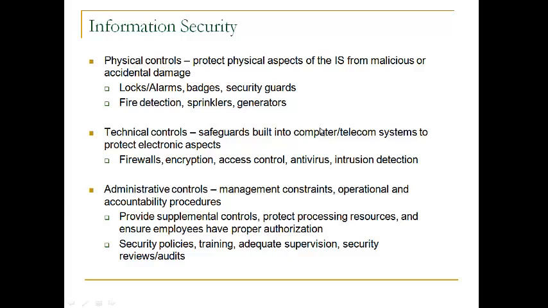We have three different general categories of controls to consider with regard to information security. The first is physical controls. We're talking about controls that protect the physical aspects of the system from malicious or accidental damage. So do we have locks on all the doors to the computer rooms? Do we make employees badge in and out of the building? Do we have security guards at the gate and so on?